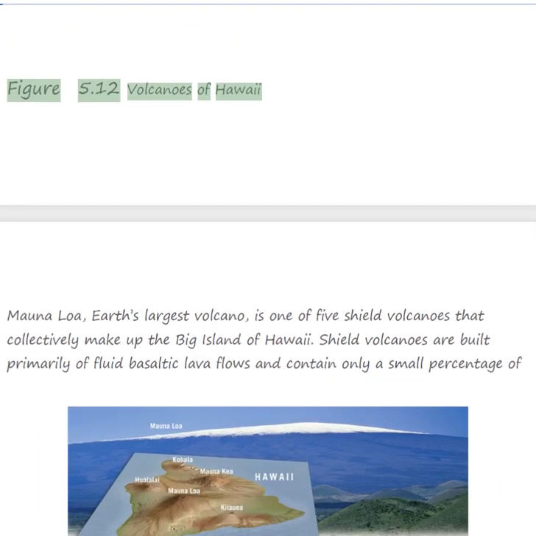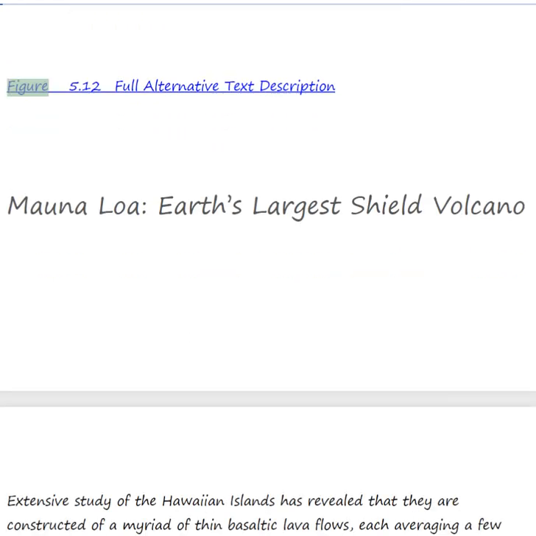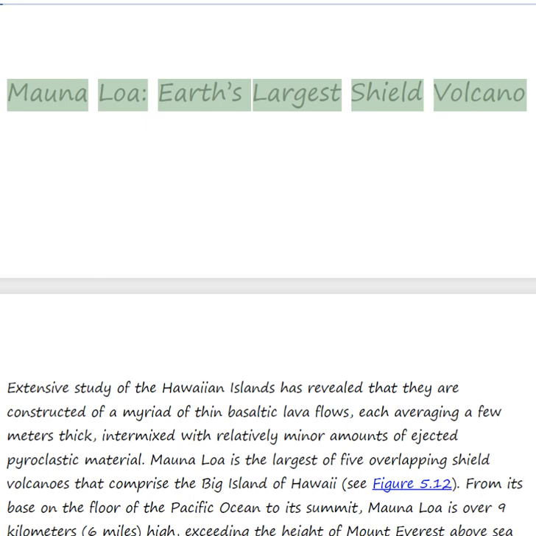Figure 5.12: Volcanoes of Hawaii. Mauna Loa, Earth's largest volcano, is one of 5 shield volcanoes that collectively make up the Big Island of Hawaii. Shield volcanoes are built primarily of fluid basaltic lava flows and contain only a small percentage of pyroclastic materials. Figure 5.12 Full alternative text description. Mauna Loa, Earth's largest shield volcano.